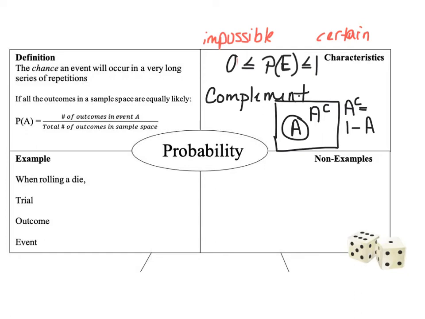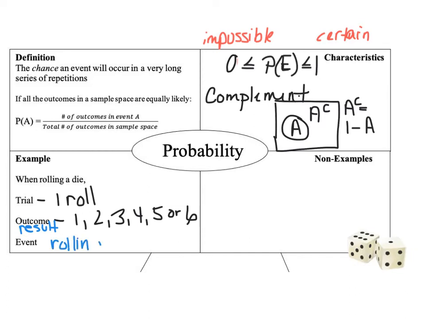Okay, some vocabulary over here. Trial, outcome, and event. When rolling a die, one roll would be a trial. Your outcome is what you get, so you would get a 1, a 2, 3, 4, 5, or 6. The outcome is your result, where your event is what you're looking for. It could be the probability of rolling an even number. That would be written as probability of rolling even, or you might just say probability of even.